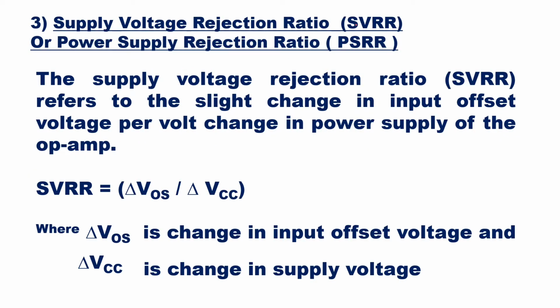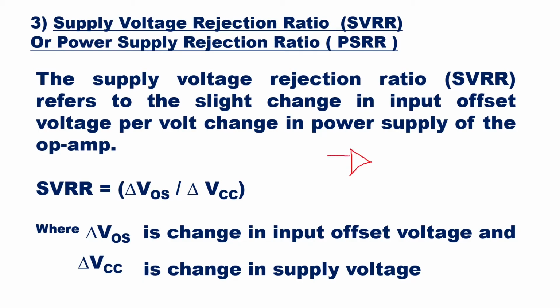Then we'll go on to see what we mean by supply voltage rejection ratio, SVRR, or it is also called power supply rejection ratio, PSRR. The supply voltage rejection ratio, SVRR, refers to the slight change, just remember this, slight change in input offset voltage per volt change in the power supply of the op-amp. Okay. Now the power supply of the op-amp, whatever we are going to put, is called VCC. Okay. And the offset voltage is called VOS. Okay. So here if you see, this will be your op-amp.